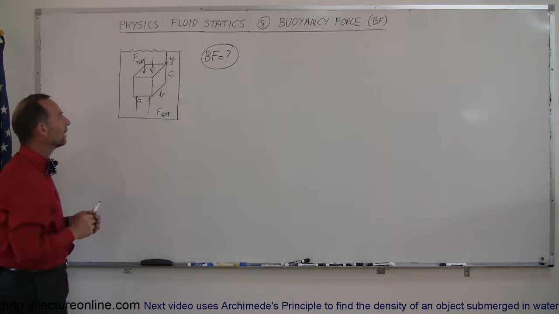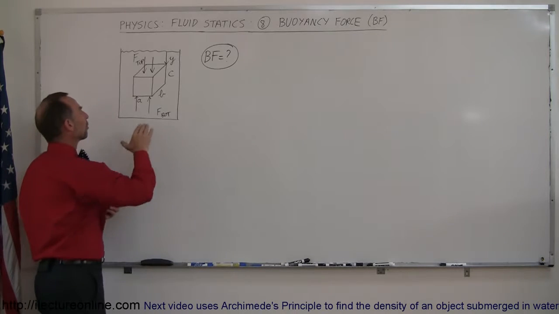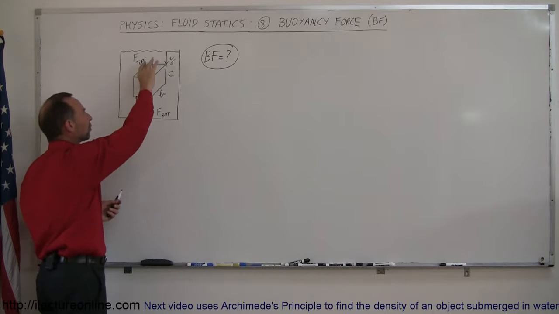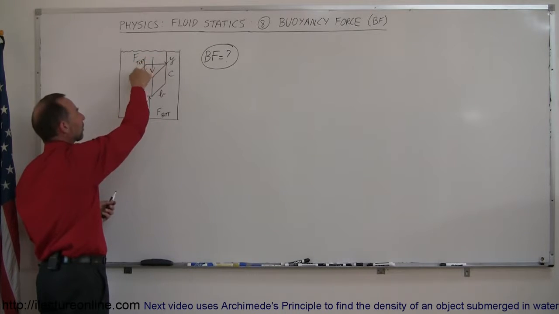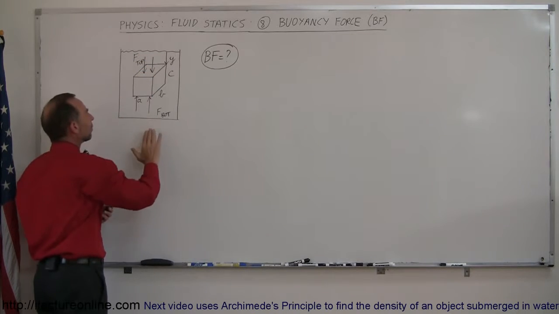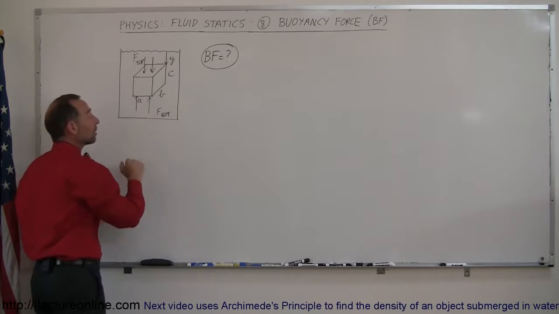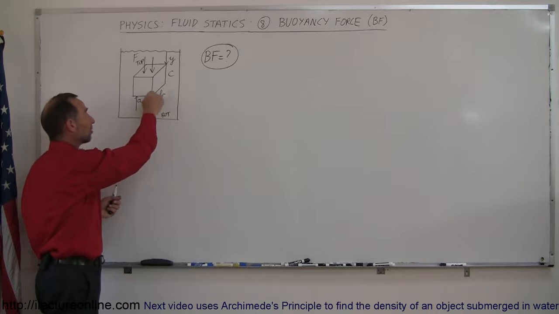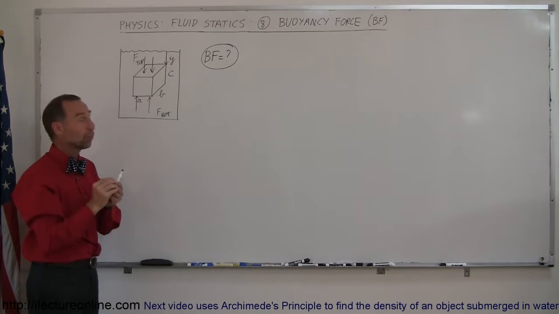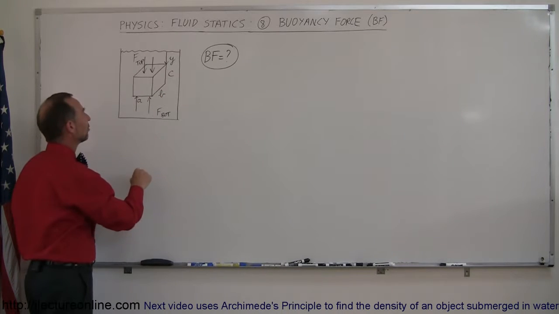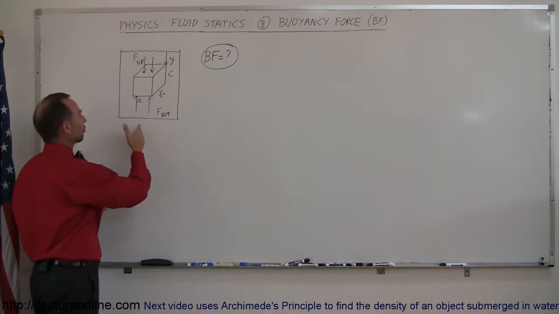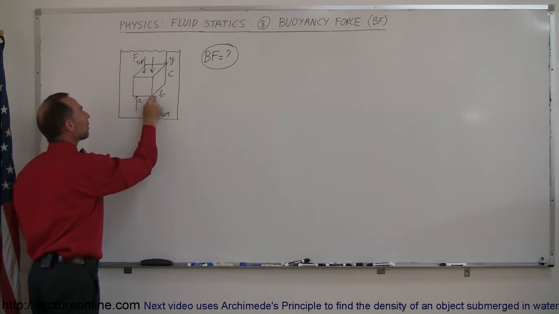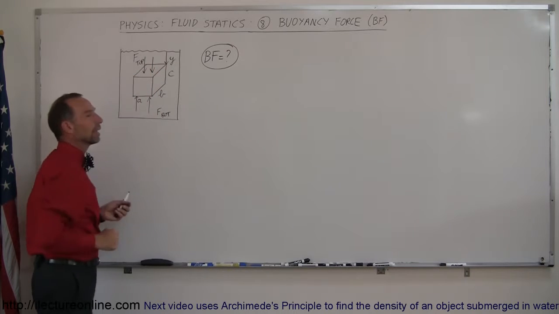The way that's done is by looking at the force at the top of the block, which is caused by the pressure at the top of the block. Then there's a force pushing back up from underneath because there's pressure at that location as well. Since the bottom of the block is deeper into the liquid, the pressure there is greater. And since the force is simply the pressure times the area, the force upward will be greater at the bottom of the block than the force downward at the top.